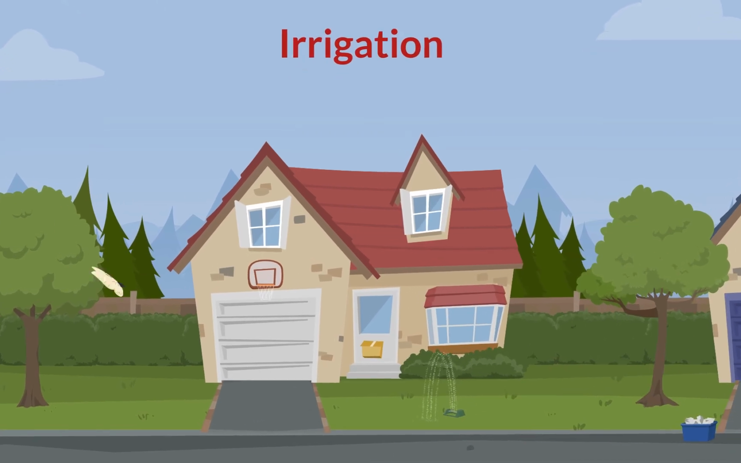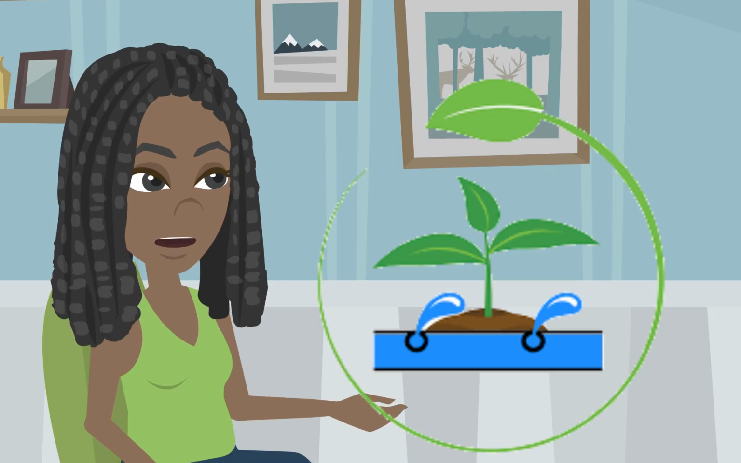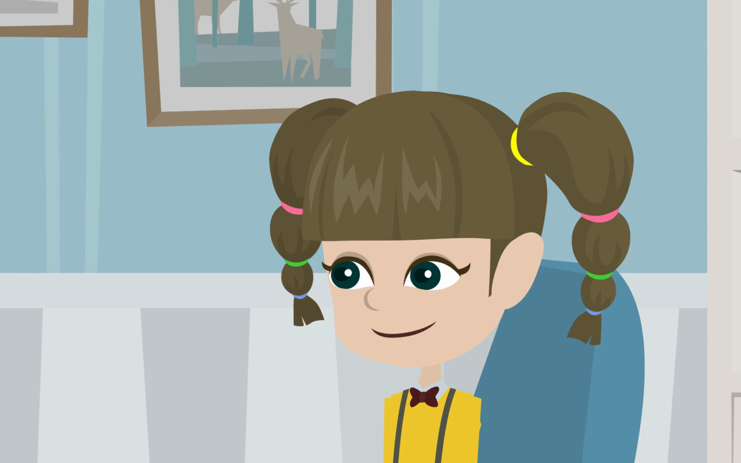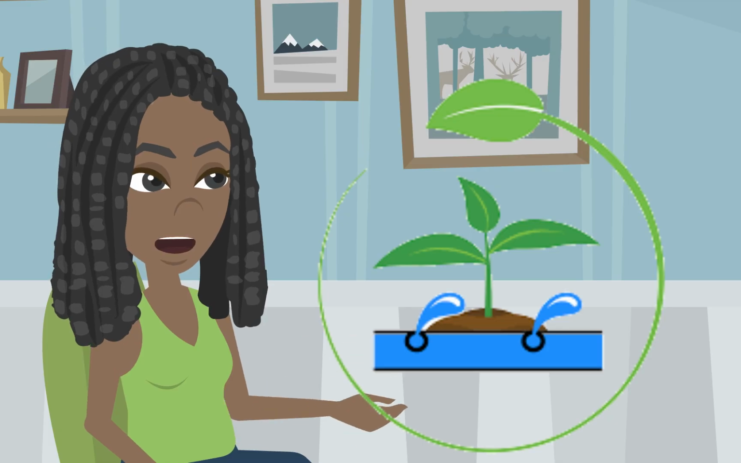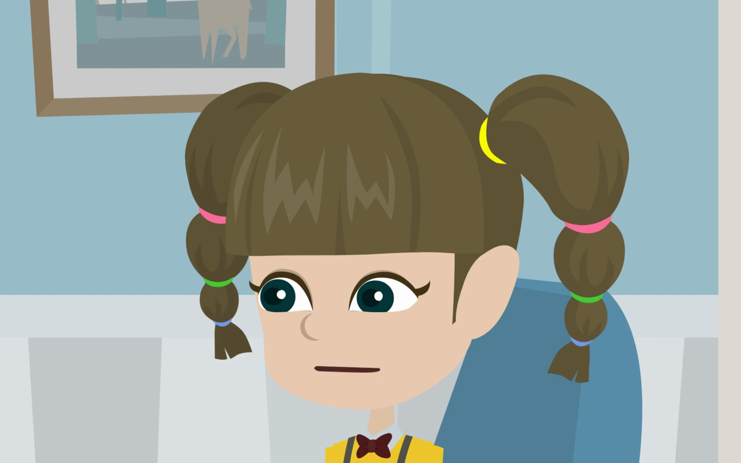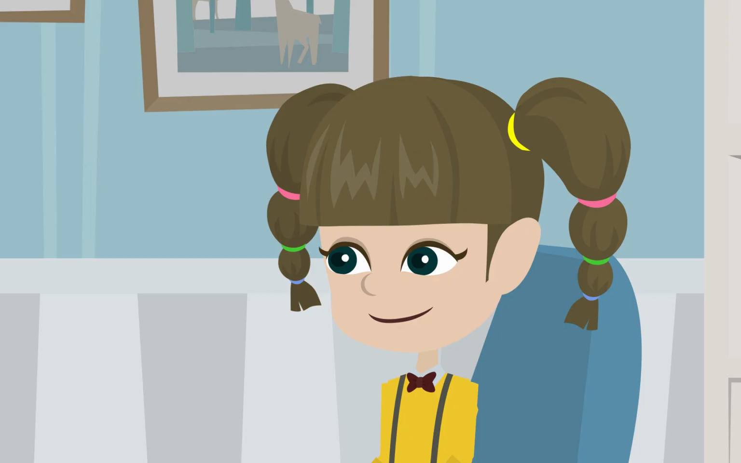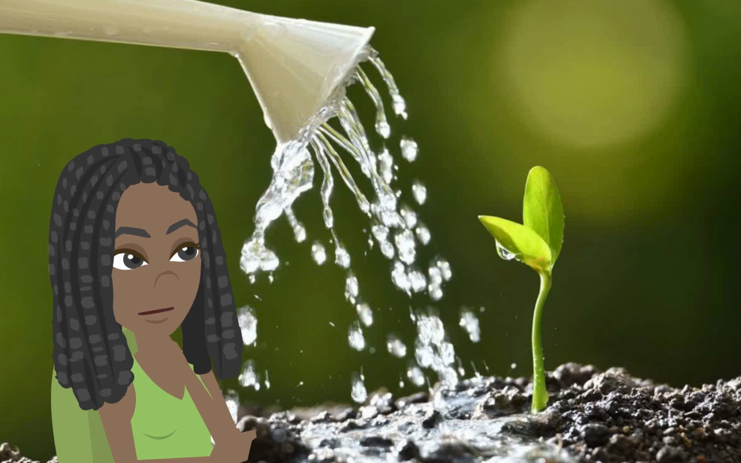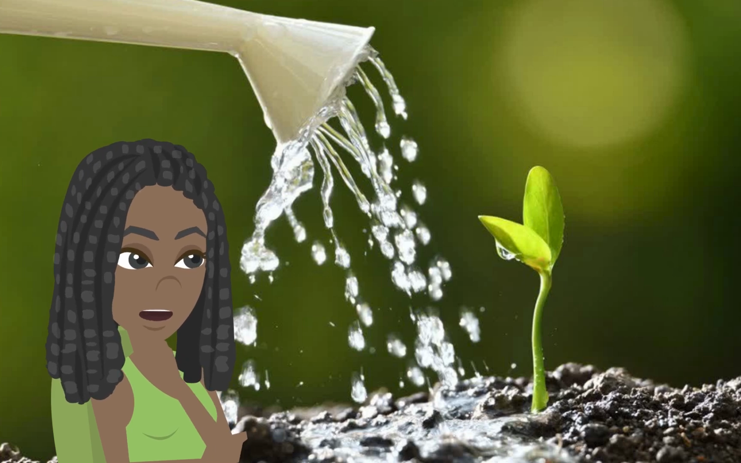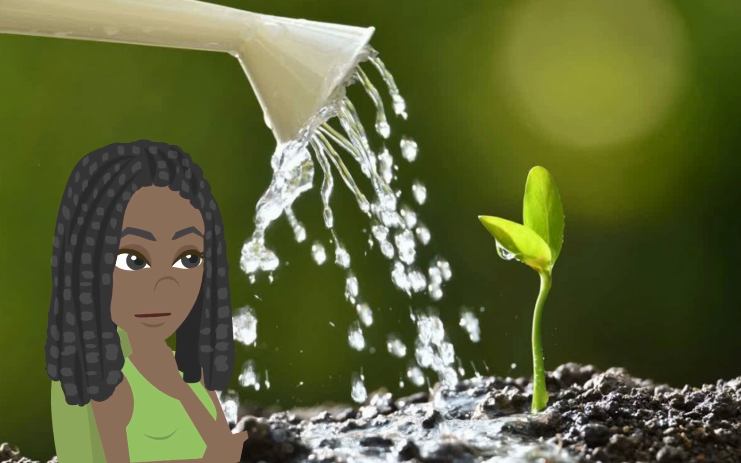Irrigation. Water is essential for proper growth and development of plants. It is absorbed by the plant roots, along with minerals and fertilizers. Wow, I didn't realize plants contain so much water. How much water do they have? Plants contain nearly 90% water. Water is crucial for germination of seeds and transporting nutrients to different parts of the plant.